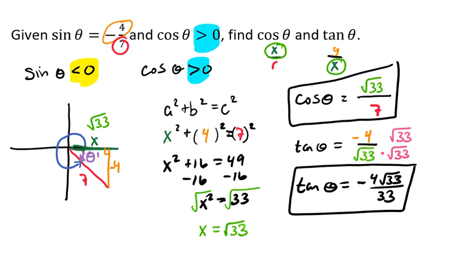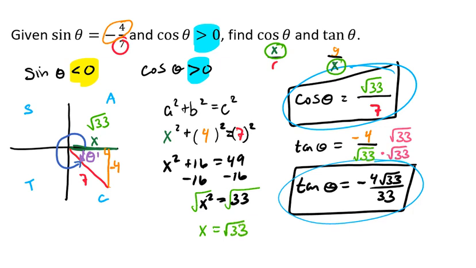Another way that we can make sure that we have the right positivity and negativity is to remember our saying all students take calculus. In this first quadrant here, all of our trig functions are positive. In the second quadrant, only sine is positive with our cosecant. In quadrant 3, only tangent and cotangent are positive. And down here in quadrant 4, the only thing that should be positive is cosine and secant. Thus, our cosine is positive, but our tangent is negative because we are dealing in quadrant 4.